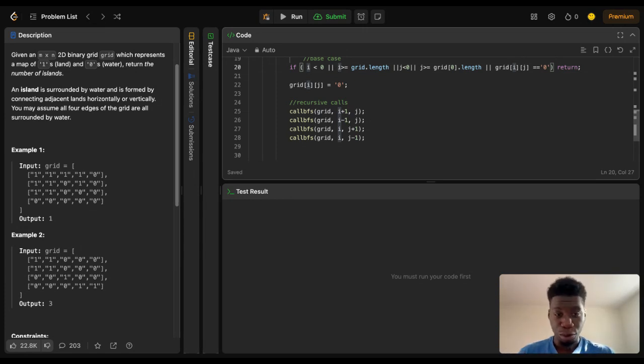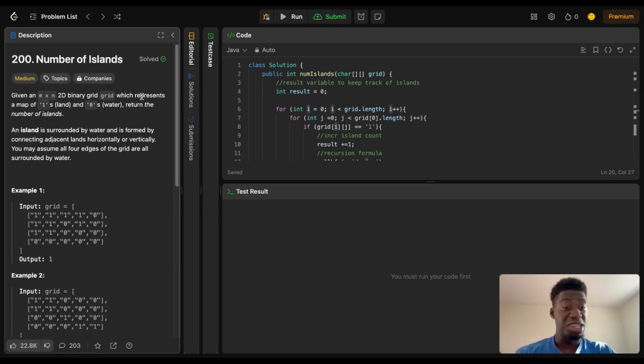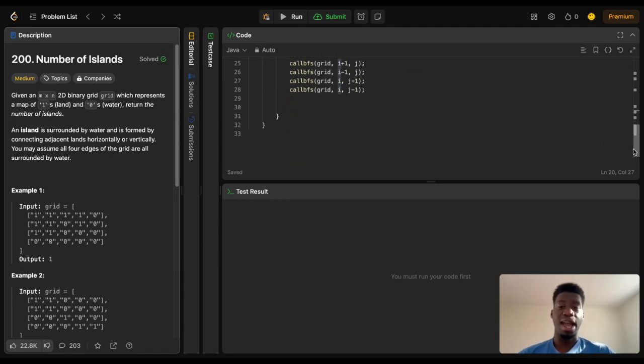I was so gassed when I got this question because it's so easy to understand, and recursion is such a simple formula and algorithm, and it's labeled a medium. This is not medium, this is easy. So that's all you need to do: recursive calls for BFS. That's literally all you need to do. And we run it.